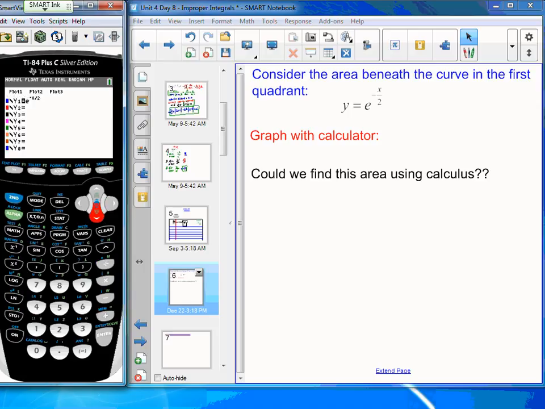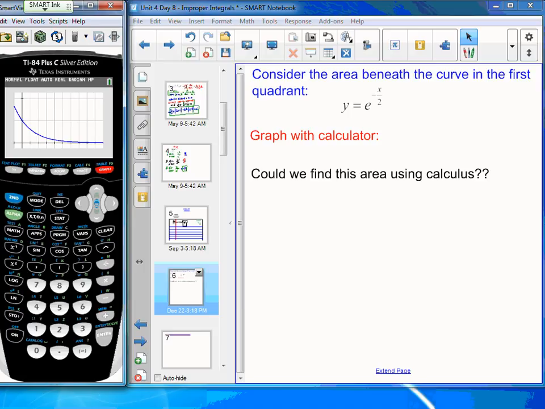And let's go ahead and set our window so we get a nice picture. Maybe we'll do negative 1 to 10 and negative 0.25 to 2.25. Oops. I want to scale 1. And we'll see what that looks like. So here comes our e to the negative x over 2, everybody. Yes, yes?